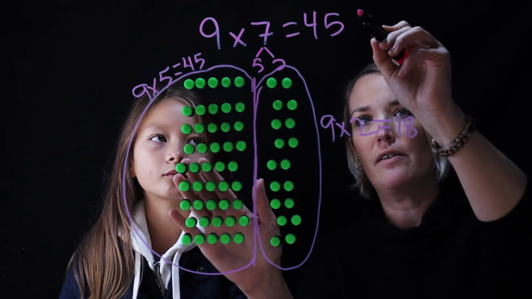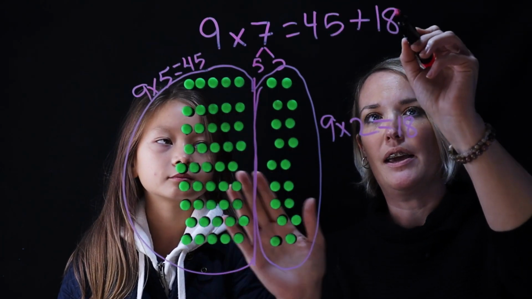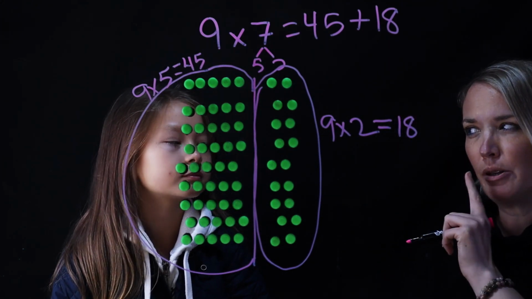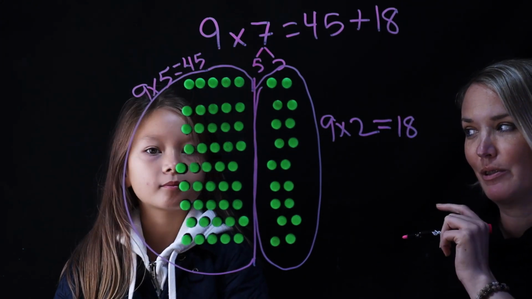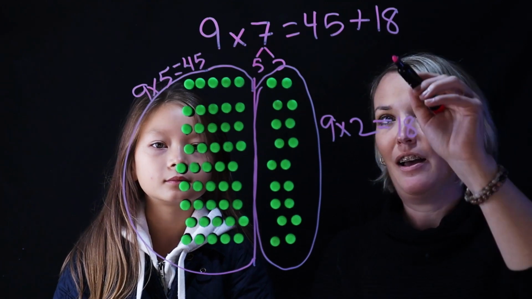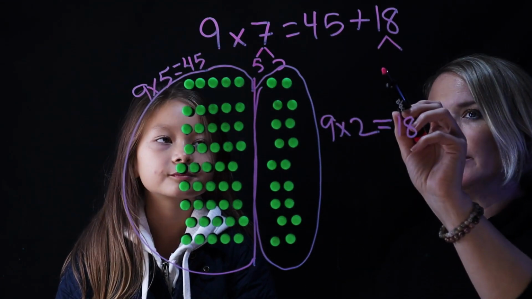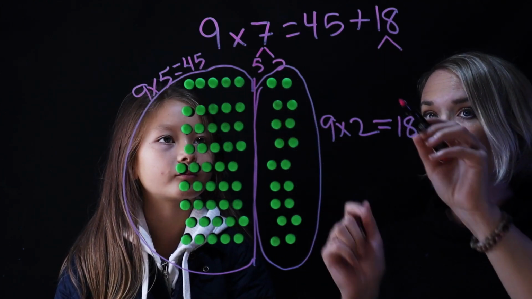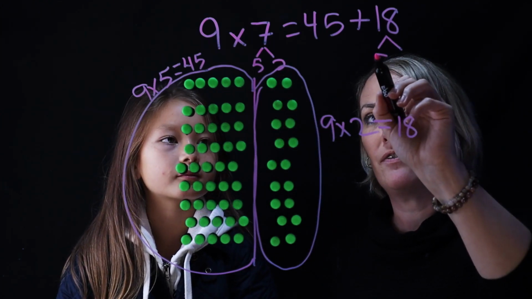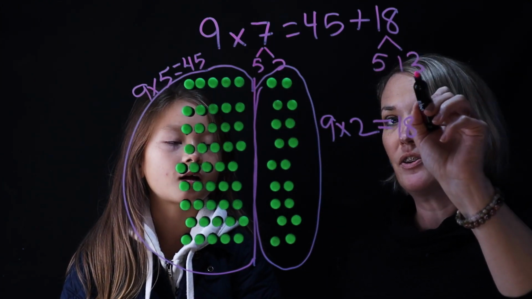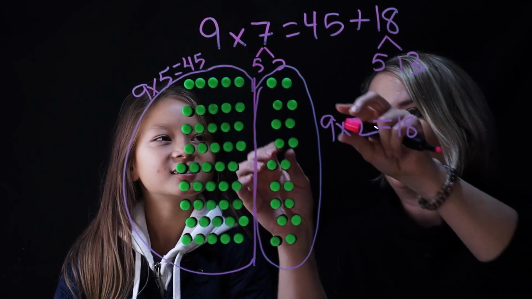So 45 plus 18. Now I want to show you something because I saw someone do something really, really clever. And what they did was they weren't sure what this was, but they split this, just like you split the 7, they split the 18 into 5 and 13. Smart.